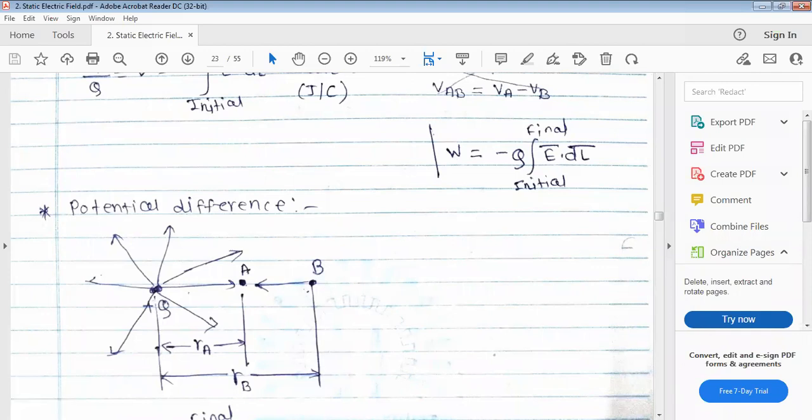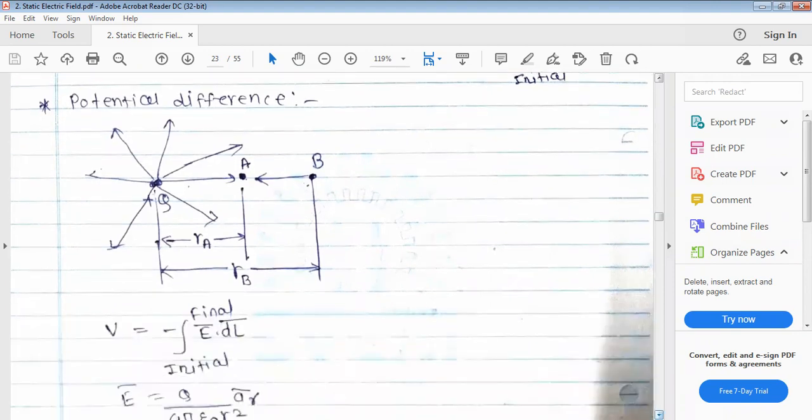What is the distance between them? RA and RB. Now we have to find the equation for potential. The equation for potential is given by V is equal to minus integration from initial position to final position of E bar dot dL bar. Now we have to consider these two point charges and write the equation for potential difference here.